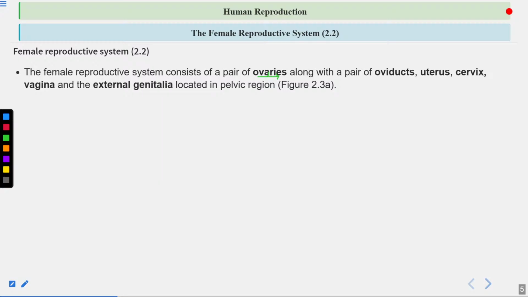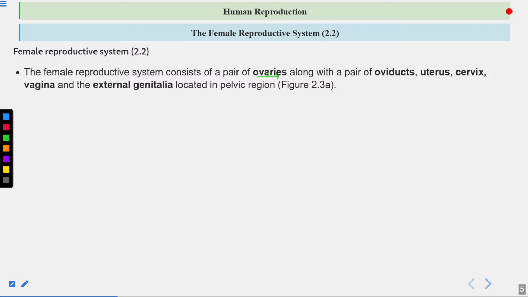Within the ovaries, the eggs are synthesized, or you can say ovum is produced by the process known as oogenesis. And then hormones are also synthesized. These are known as ovarian hormones, because they are secreted by the ovaries. They are also known as steroid hormones because they are made up of steroid. So what are the ovarian hormones which are steroid hormones? These are progesterone and estrogen.